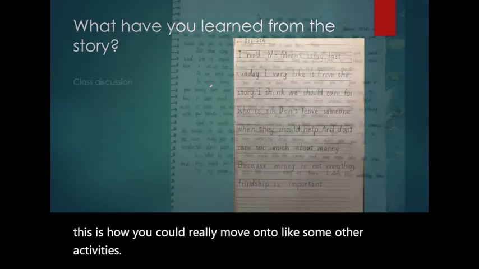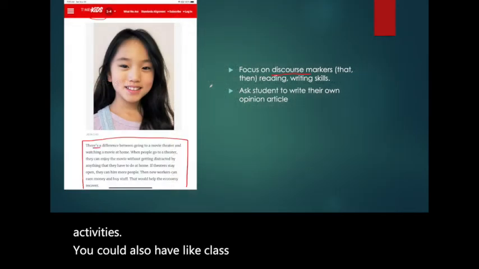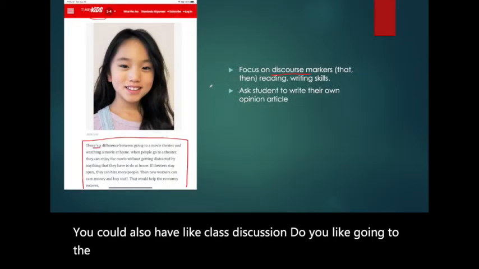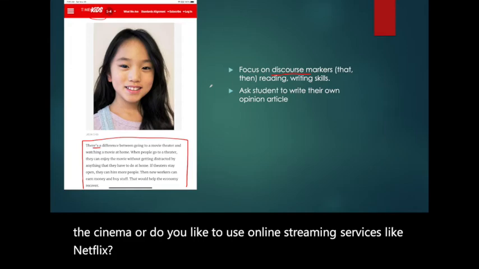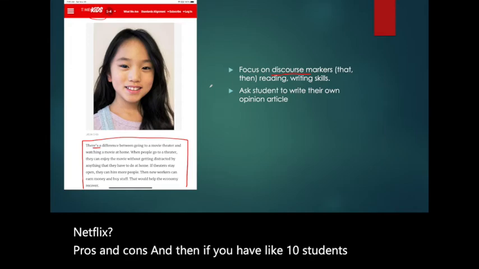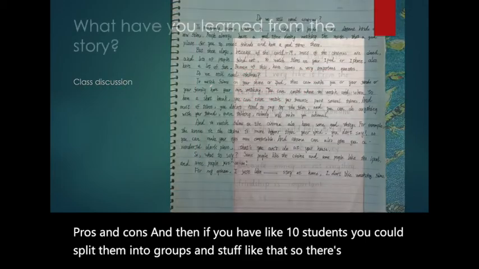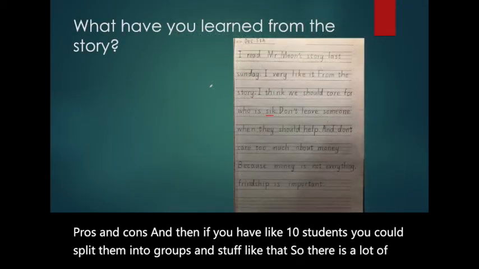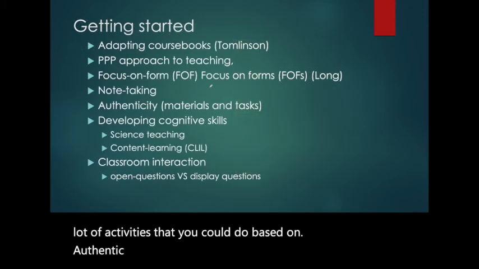You could also have class discussions. Do you like going to the cinema, or do you like to use online streaming services like Netflix? Pros and cons, and then if you have like 10 students, you could split them into groups, stuff like that. So there's a lot of activities that you could do based on authentic materials.